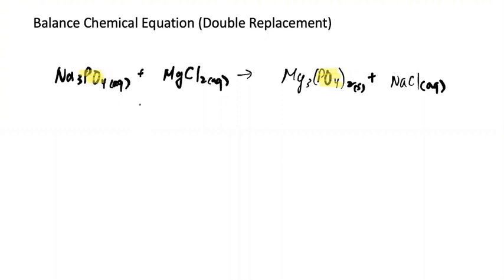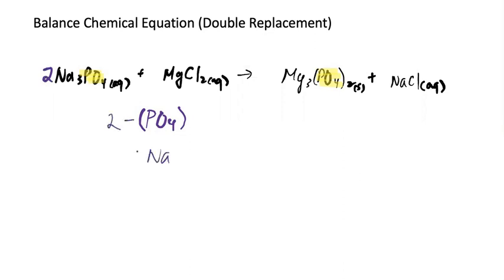So don't do P and whatever amount and then O whatever amount. Don't do that. Instead, do PO4 together. So how many PO4s do you have? So there are two on the right. I'll put two here. There's two.